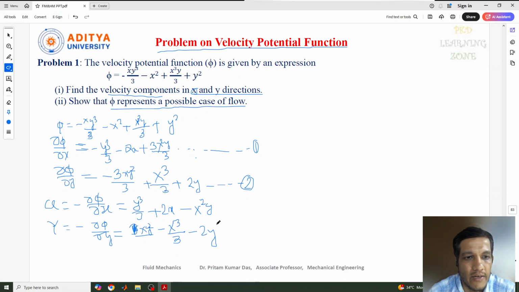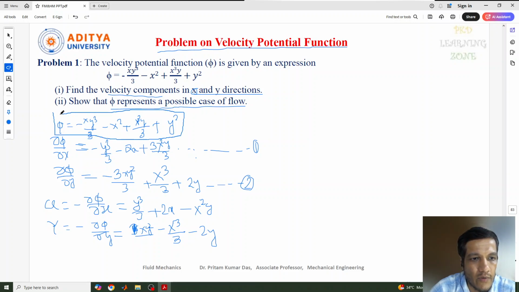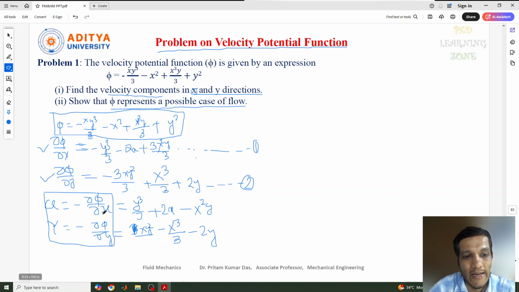Nothing extra was done; the equation was given in the question, correct? For this question, we took the derivative of this function with respect to x and with respect to y. After that, we know that for the velocity potential function, u equals the negative derivative of the potential in the same direction.